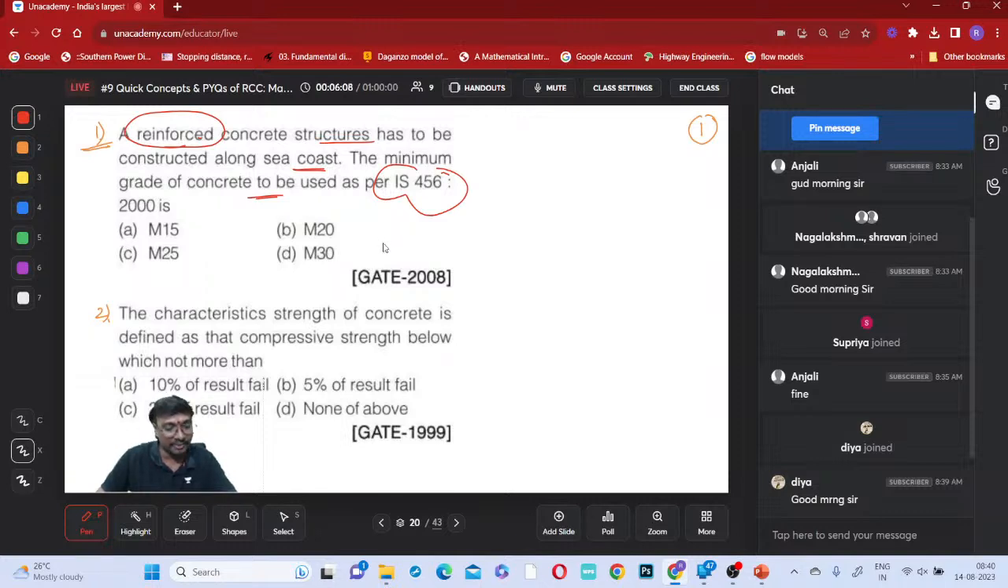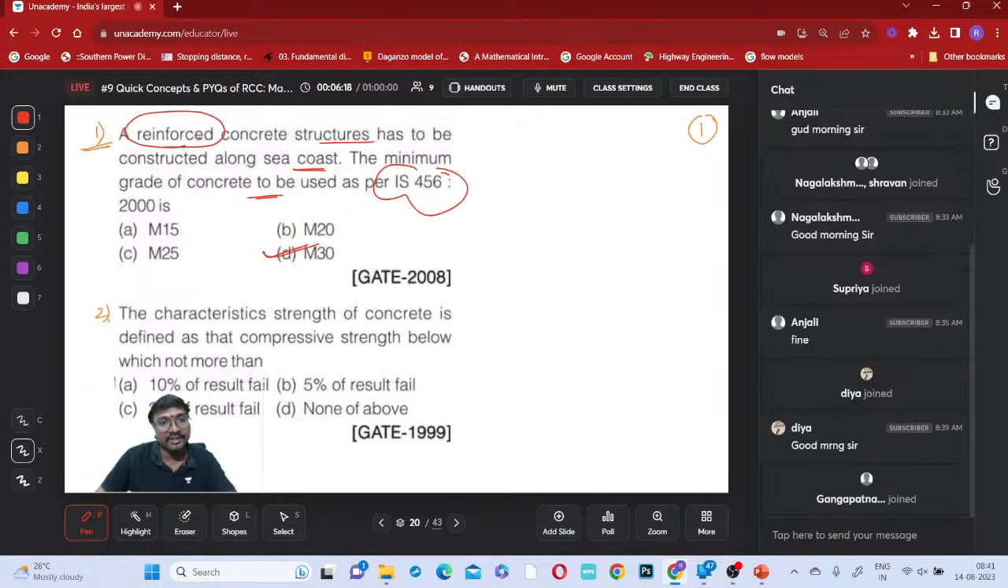Sea coast means which exposure conditions, everyone? It is the severe exposure condition. Whenever it is a severe exposure condition, M30 will be the grade you are having. Is it M20 grade or M30 grade, everyone?